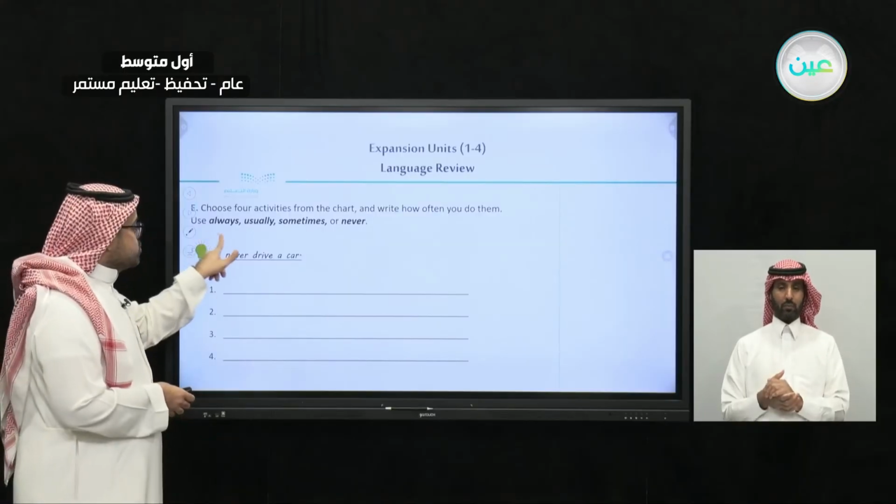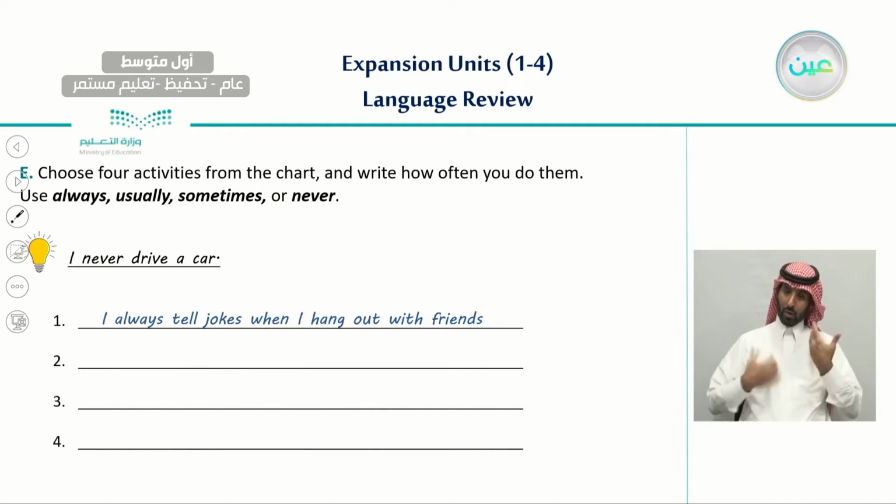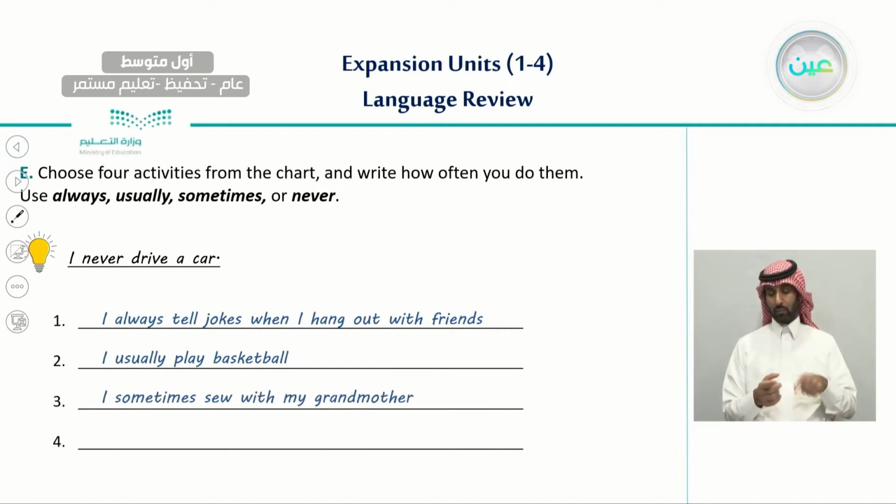So let's choose these adverbs and use them with the activities that we just read. So the first one is, I always tell jokes when I hang out with friends. Number 2, I usually play basketball. And number 3, I sometimes sew with my grandmother. And number 4, I never play chess with Adil.